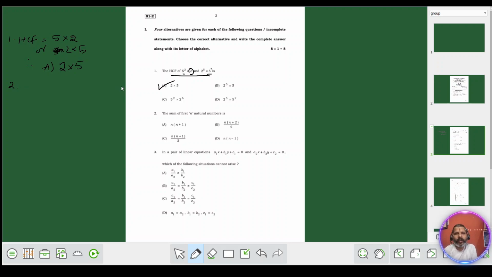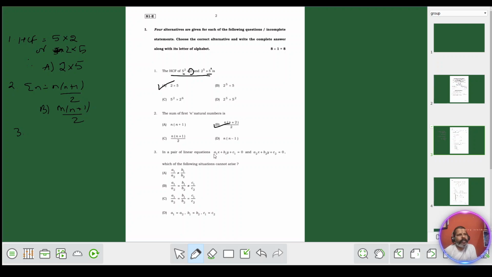Please make sure you know HCF and LCM very well, because there is a little confusion. HCF picks only the common factors with the lowest powers. Remember that. In LCM, we take all the non-common factors along with the common factors with the highest powers. The sum of the first n natural numbers is a straight question. It is a formula: sigma n is n of n plus 1 by 2. So that is answer B.